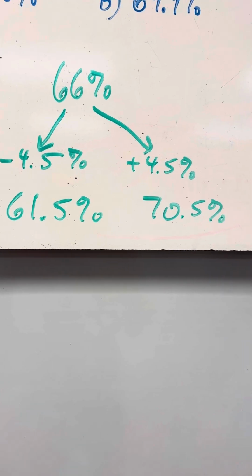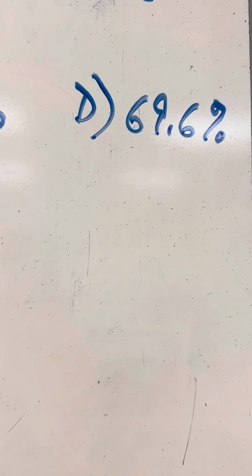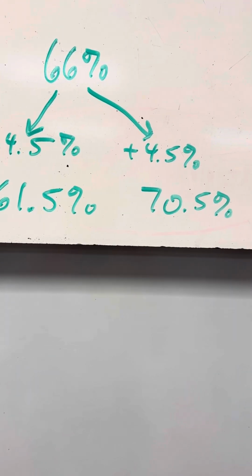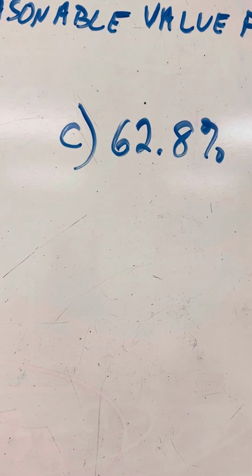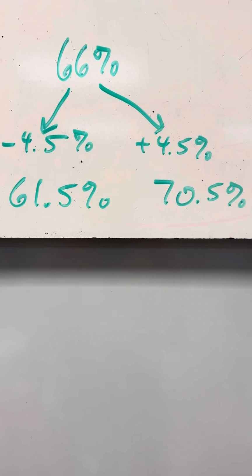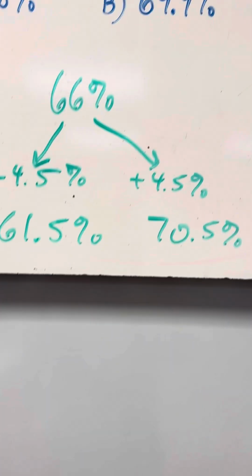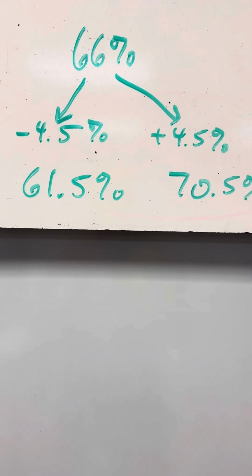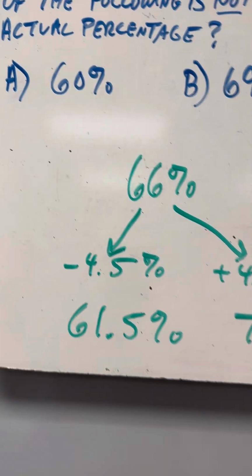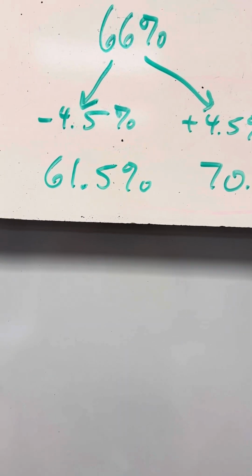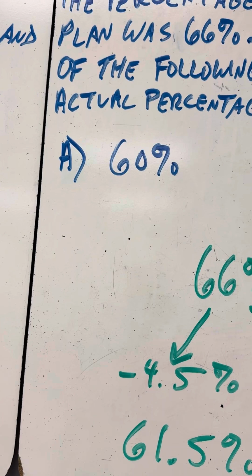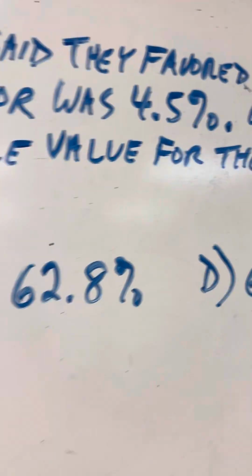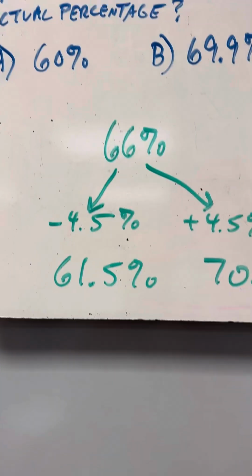Is this number 69.6 between these two numbers? Yes. Is 62.8 between these two numbers? Yes. Is 69.9 between these two numbers? Yes. Is 60 between these two numbers? No. So 60 would be your answer because it's the one that's not a reasonable value for the actual percentage.